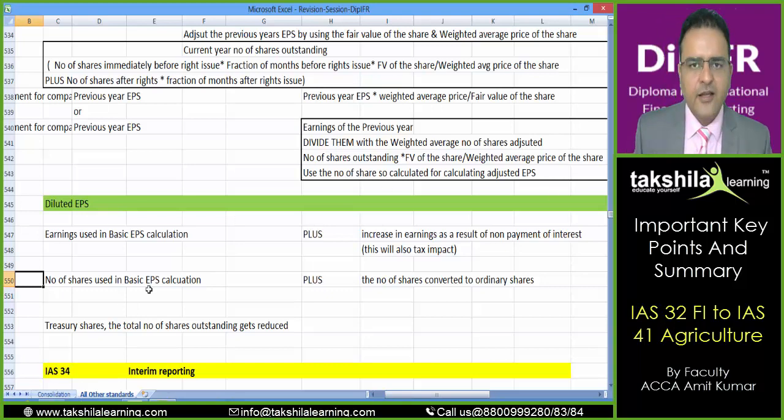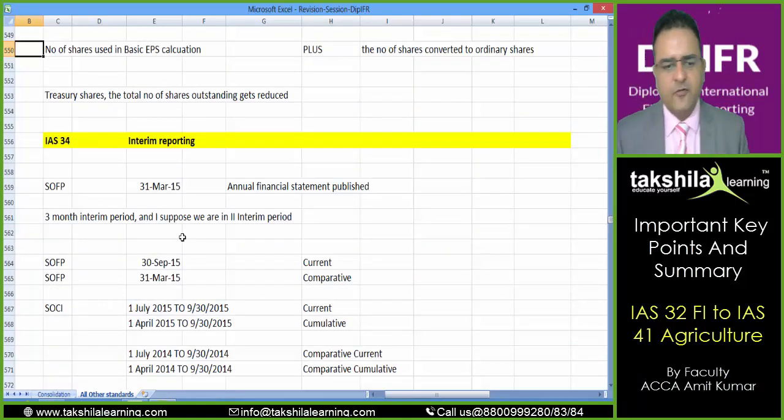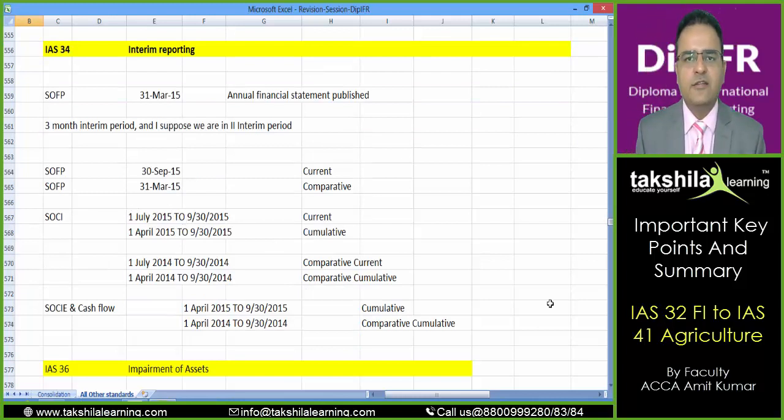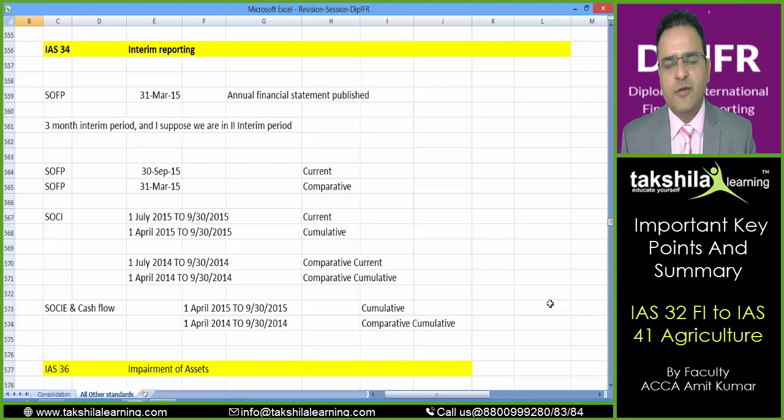So next standard is IAS 34. IAS 34 is a standard which is applicable only if an entity uses or produces interim reports, whether 6 monthly or quarterly. If they are producing interim reports, they are required to follow the principles of IAS 34 interim reporting, which says that when you are presenting your interim reports, you have a choice that you will present a condensed set of financial statements or you can present a full set of financial statements.